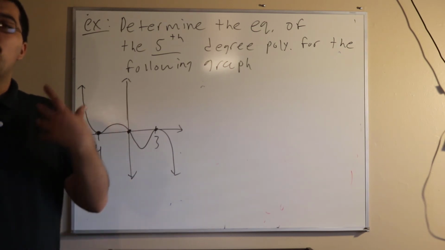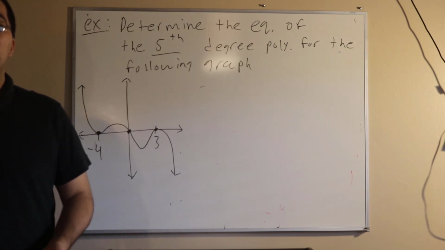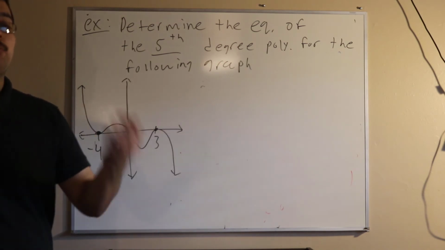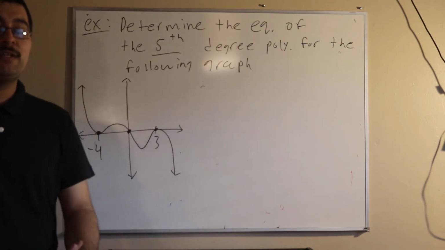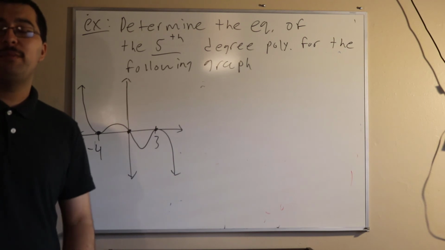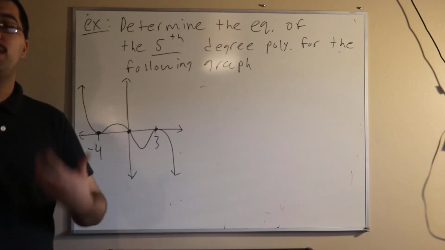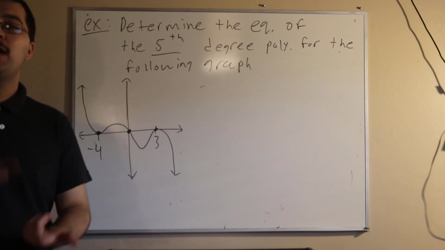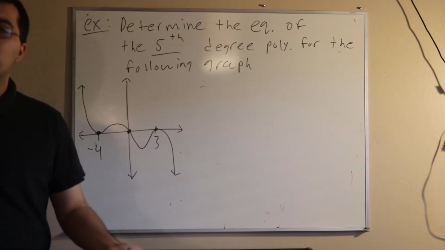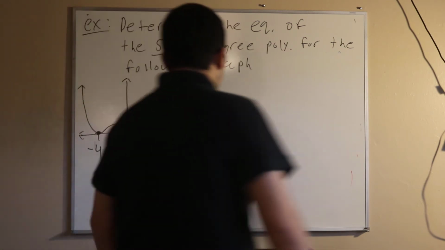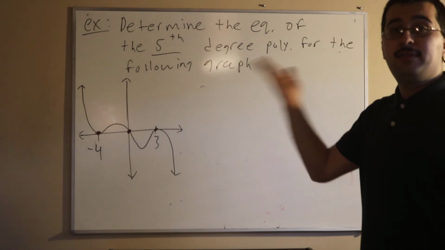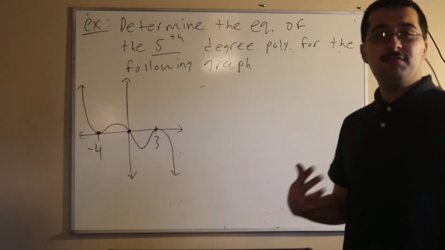In the other example, we started with the function and made the graph. This time we're going to go the other direction, but we're still going to need to identify the same pieces of information that we used in our previous example. In other words, we need to know the degree, the leading coefficient, and the zeros of this function. Well, the degree is easy enough. The problem tells us what the degree is. This is a 5th degree polynomial.